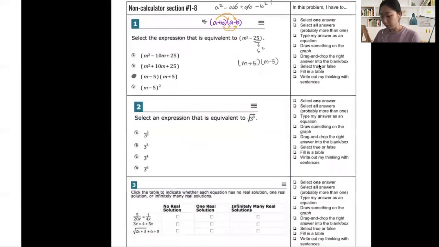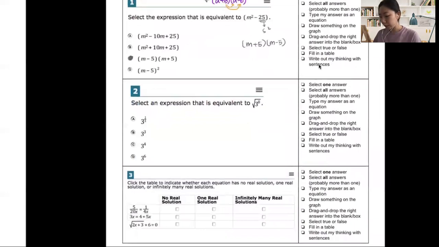All right, for number 2, select an expression that is equivalent to radical 3 to the 8th. Remember, if there's nothing written in front of our radical, we assume it's a 2. So in this scenario, all we have to do is divide 8 by 2, right? So we'll have 3 to the 8 divided by 2, which is 3 to the 4th power, which is also option C.